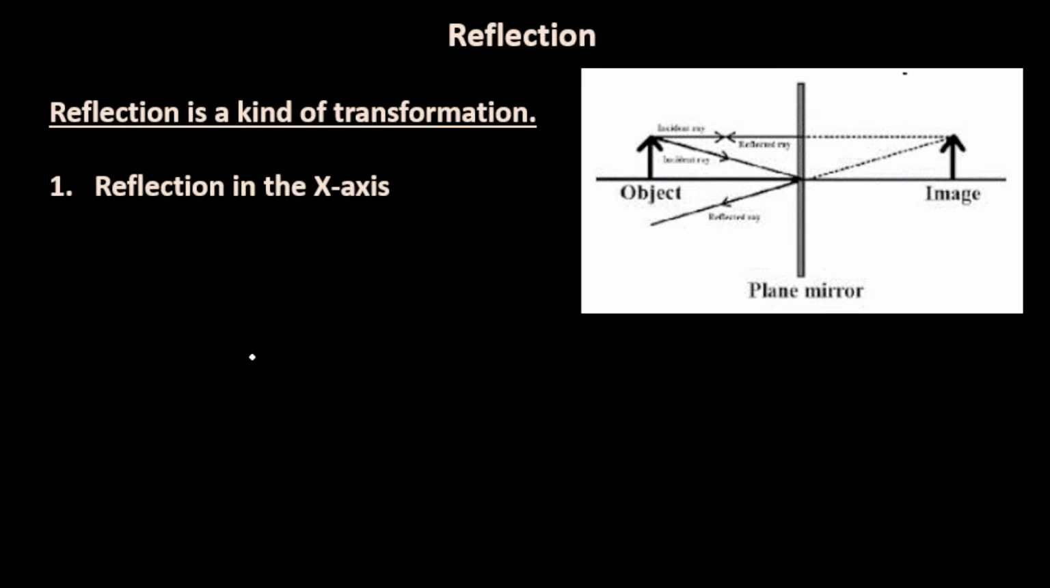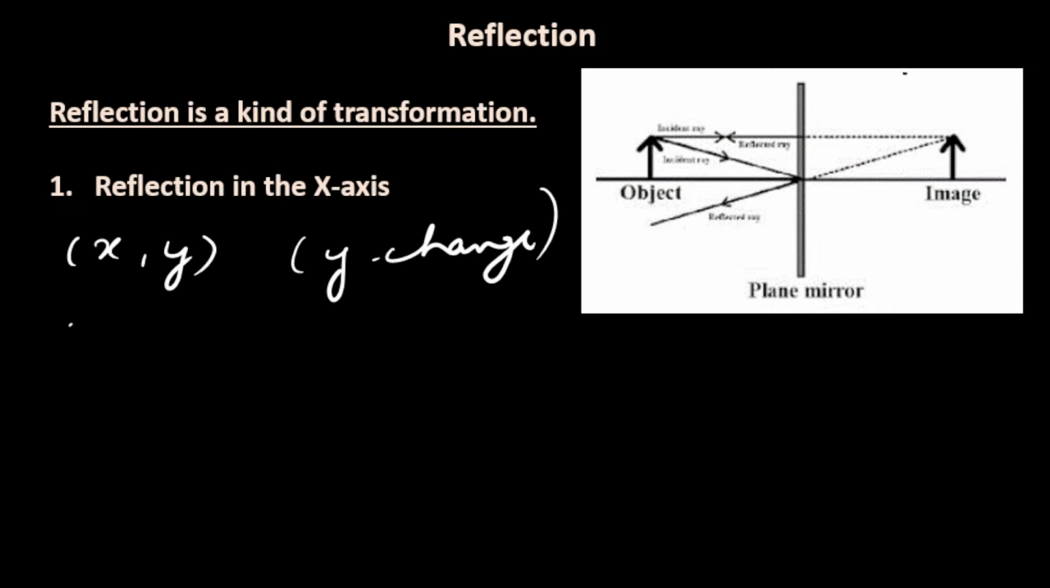First is reflection in the x-axis. Suppose we have any point x comma y. This is the point. If we have to do reflection in the x-axis, you just have to remember that the y coordinate will change. Then y will change.